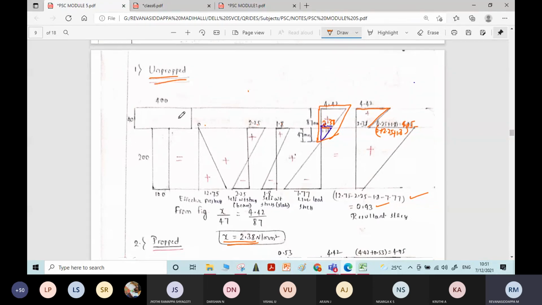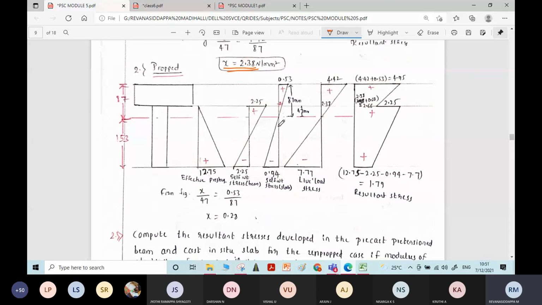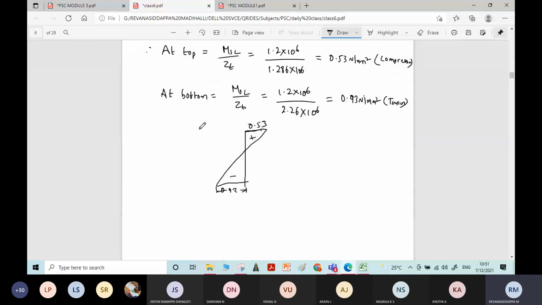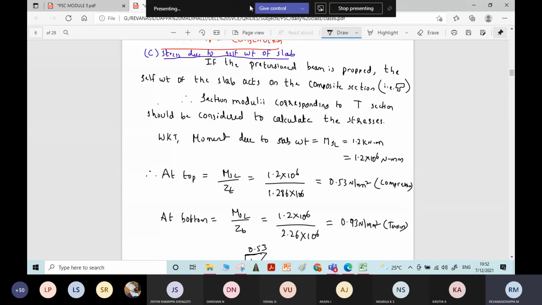For the propped condition, these two diagrams will be the same. The stress due to the prestressing force and the stress due to the self weight of the beam will be the same. But when we calculated the stress due to the self weight of the slab, what we have done is we have taken the section modulus of the full section, 1.286 times 10 power 6. The full T section we have taken.